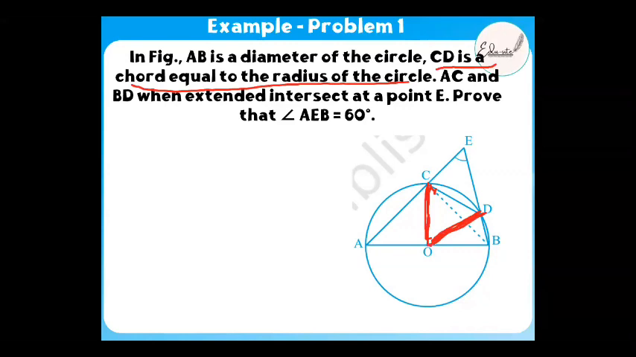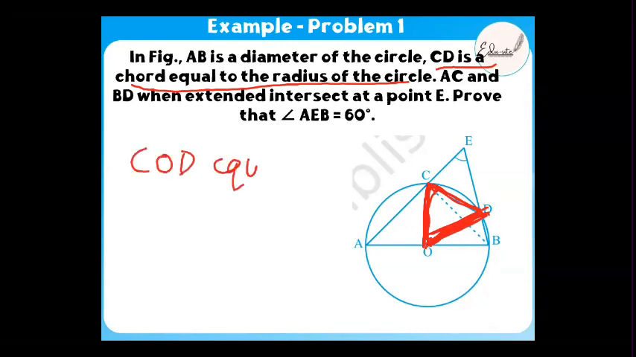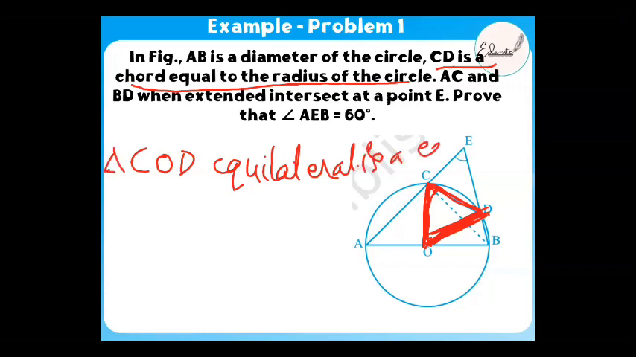Because they have told you that CD is equal to the radius of the circle, so CO is equal to CD is equal to DO, right? All these three lines are equal. If you draw the radius of the circle to this point, now all these are equal. So COD, is it not an equilateral triangle? Yes, in an equilateral triangle, all sides are equal. So triangle COD is an equilateral triangle.